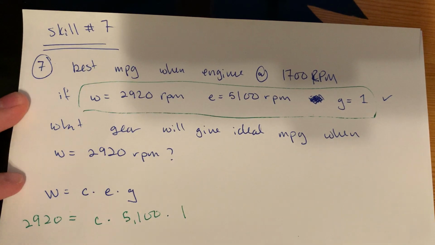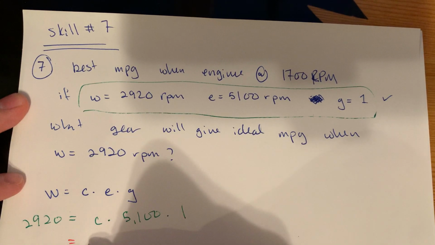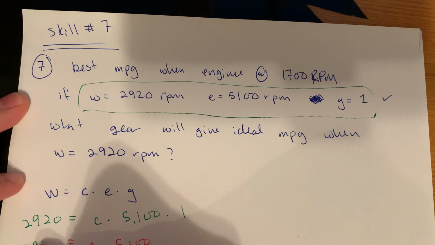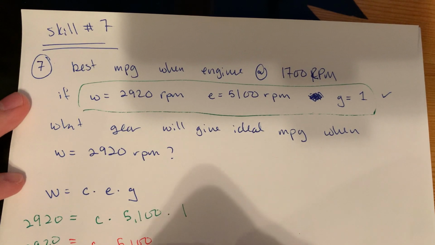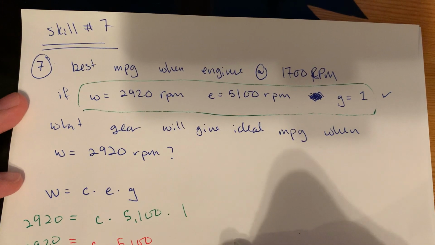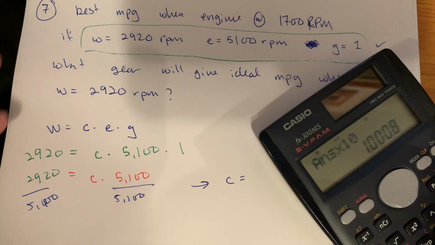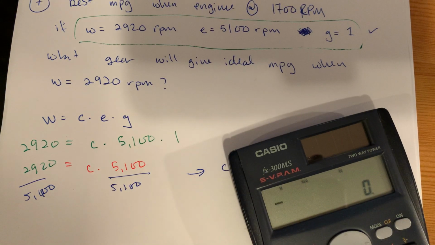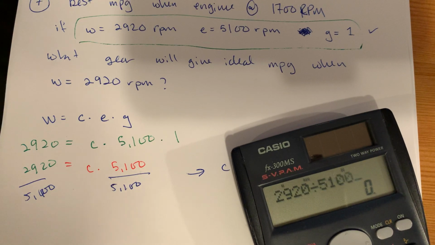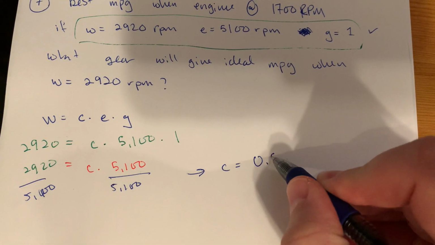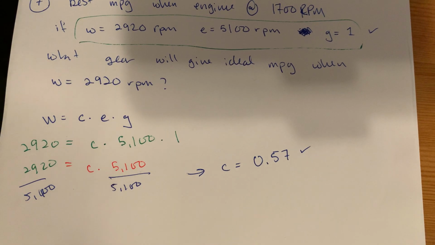That's a pretty simple equation. 5,100 times 1 is, of course, 5,100, and 2920 comes down. To solve for this constant, I just need to divide by the 5,100. So my constant is 2920 divided by 5,100, which is 0.5725, so we'll call it 0.57. That's my constant for this engine.